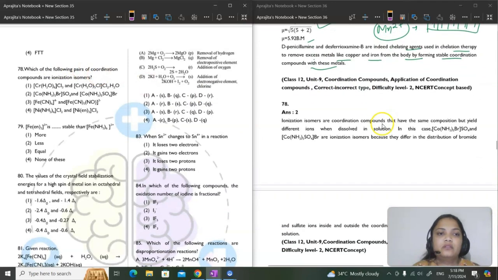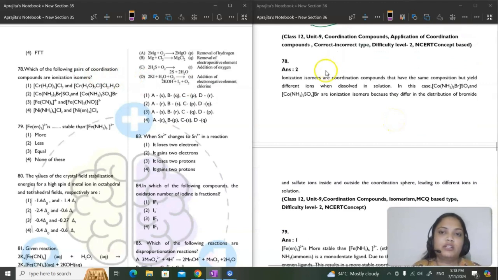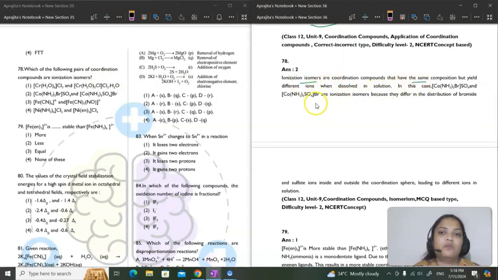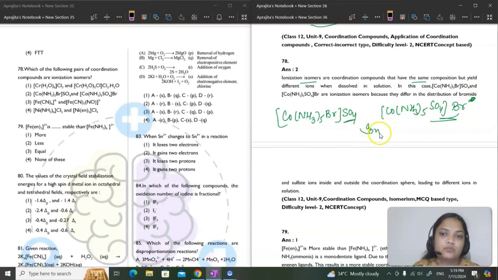Now, which of the following pairs are ionization isomers? Ionization isomers are the ones which have the same composition, but they will yield different ions when they are dissolved in solution. So outside the coordination sphere, there will be different ions. If I look at this compound, here the sulfate anion will be there, but if I interchange bromide and sulfate, in this case you will get bromide ion, because outside the coordination sphere we have a different ion here and here. So it means they will be forming ionization isomers, okay. So the answer is option number 2.